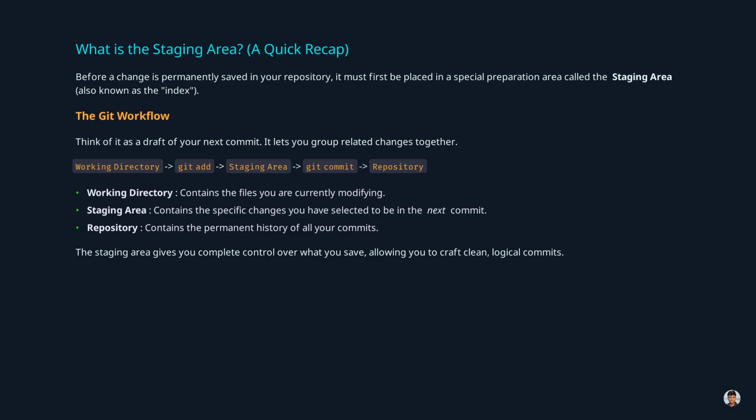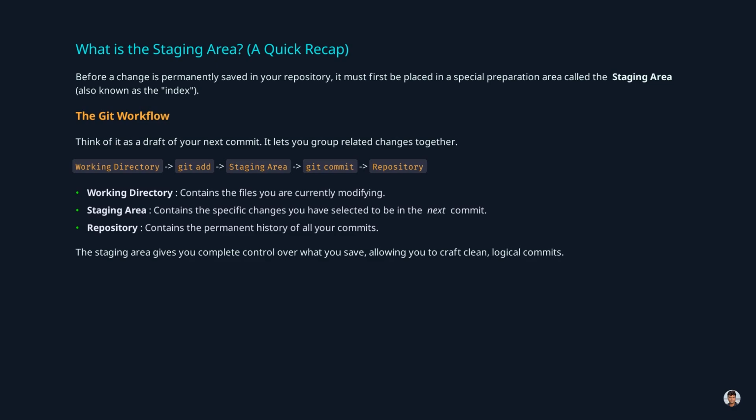the staging area. Remember the three states in Git: the working directory, the staging area, and the repository. The staging area is the crucial middle step. Think of it like a box you are preparing to ship. Your working directory is your workshop where you make things. When a piece is ready, you do not ship it immediately. Instead, you place it in the box using the git add command. This box is your staging area.